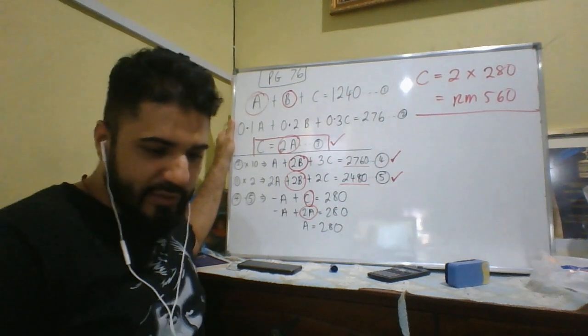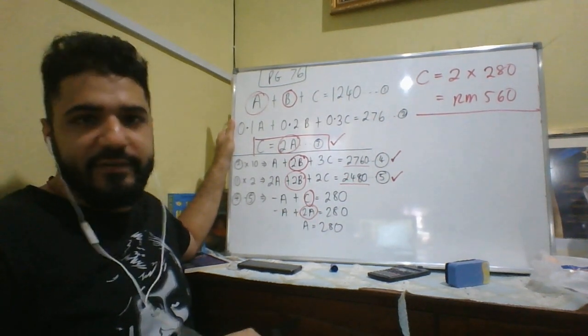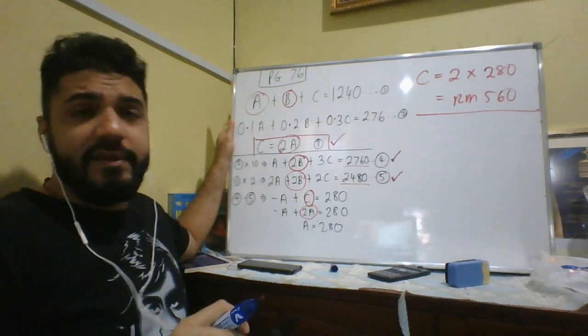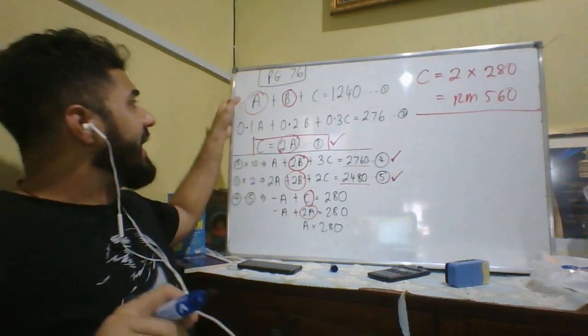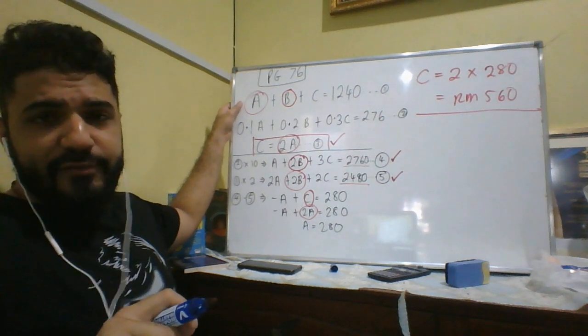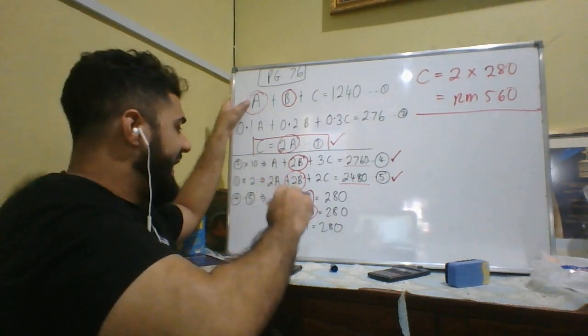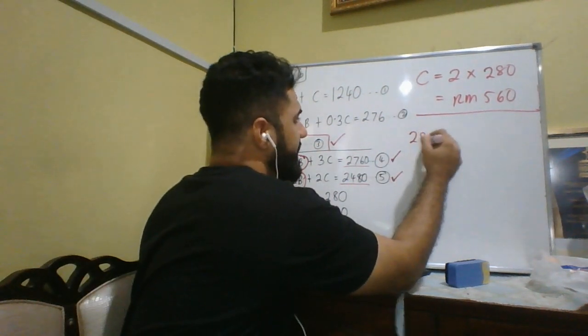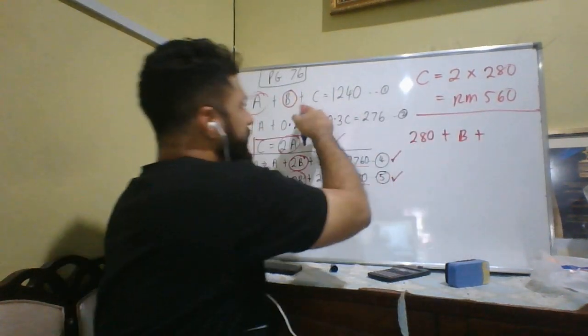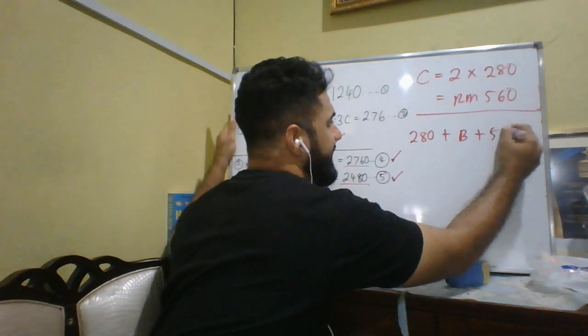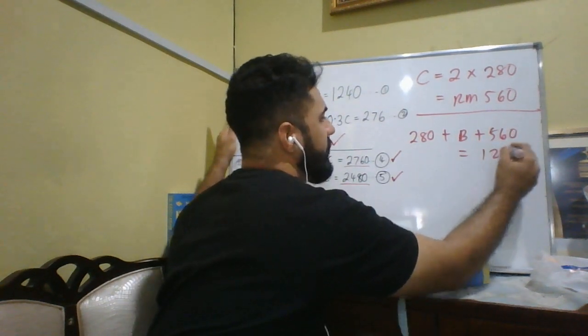You can even double check your answer in the textbook. C is 560. Now, pelajar, you need to find the rent of B. How to do that? I think the first equation is a very nice equation. We can play with that. Di mana A, which is 280, you can plus with B, which is what you are finding out, plus with C, which is 560. All this equals 1240.